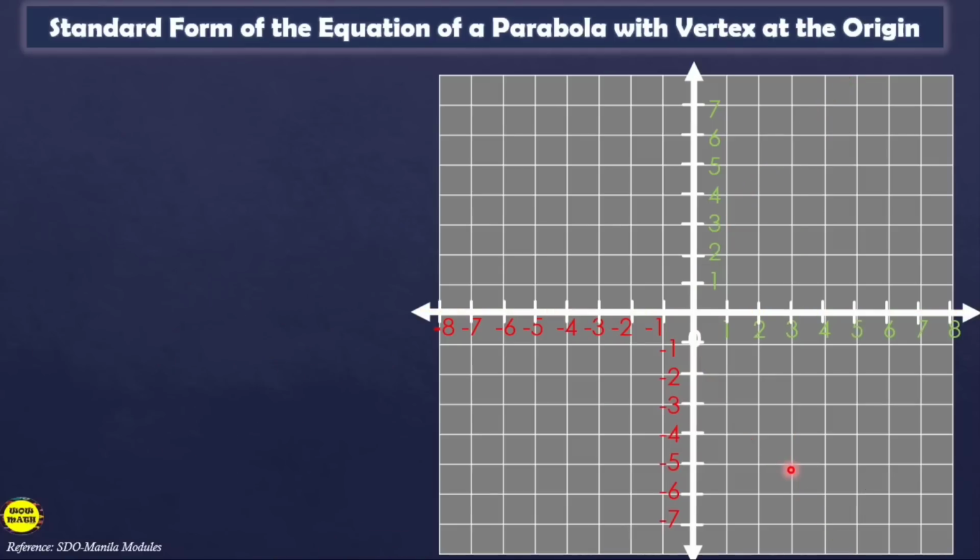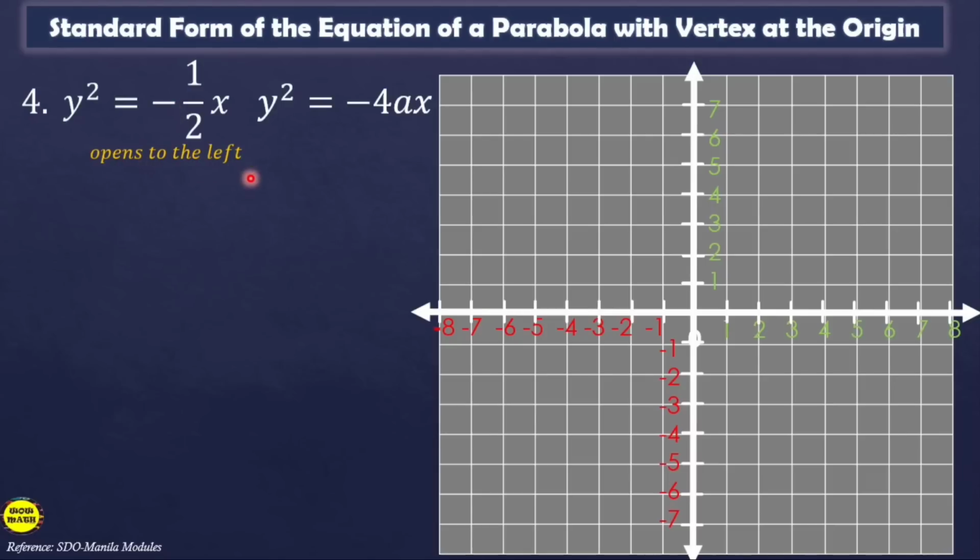Next. So, this is the last example na ibibigay ko sa inyo with the vertex at the origin. So, y squared is equal to negative 1 half x. So, yung pattern nito ay y squared is equal to negative 4ax. So, this time, since x ulit, ibig sabihin, the parabola opens to the right or to the left. Since negative yung nandito sa given natin, alam na agad natin na ang parabola natin opens to the left. So, kunin natin yung value ng a natin.